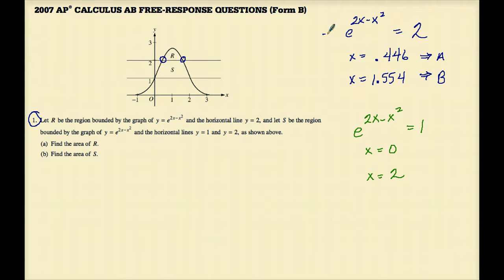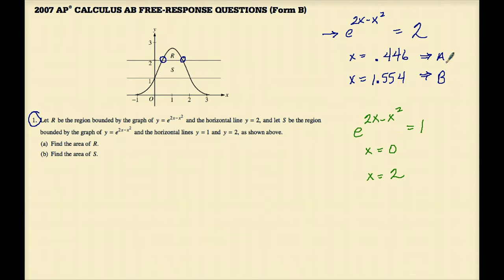When we set these two functions equal to each other, we can find those points of intersection, but we'll have to use our calculators. We can either use the equation solver function on our calculator, or we can graph both of these curves, y equals e to the 2x minus x squared and y equals 2, and use the intersect function to find the points of intersection. The 2 points of intersection are 0.446 and 1.554.